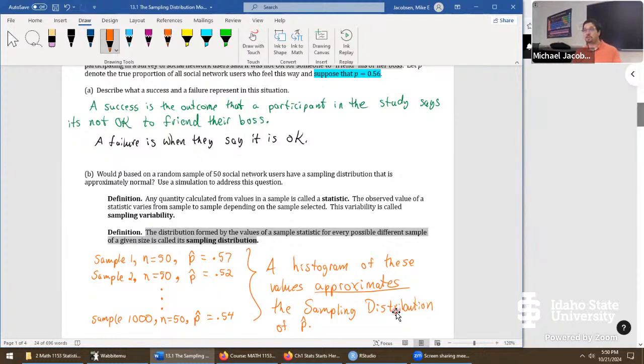But that's just in words. We're going to do a real simulation so that we can actually see it happen, because seeing is believing. But any questions at the moment with sampling distribution?